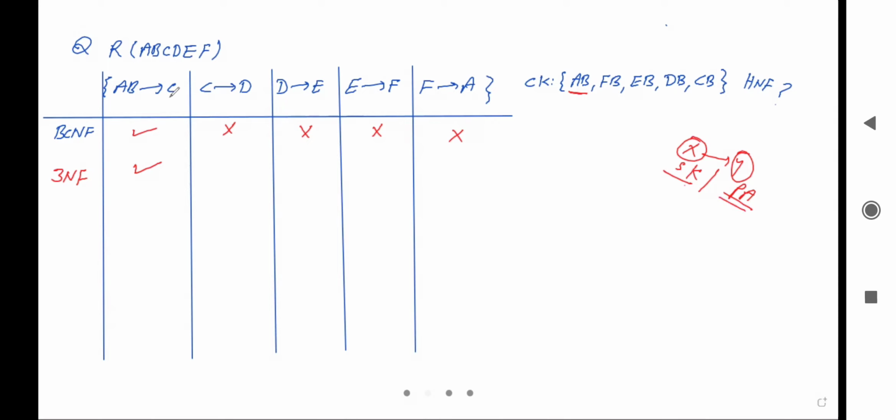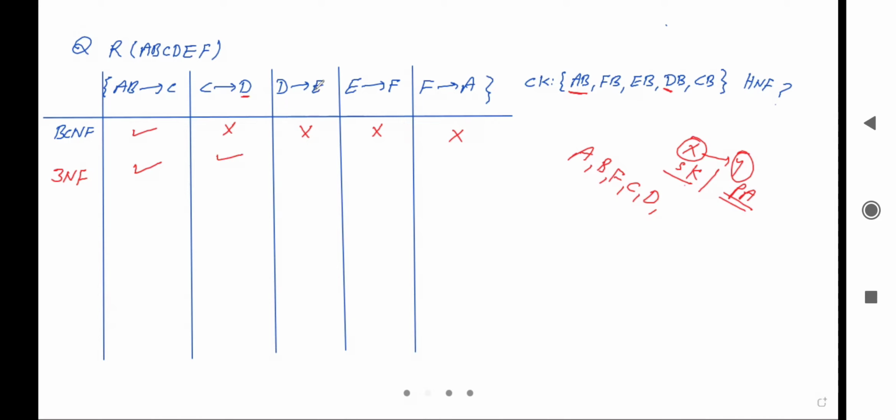So here D is a prime attribute or not? Yes, D is the prime attribute. What are the prime attributes? A, B, AB, F, and C, D. They all are the prime attributes, right? So D is the prime attribute, so it is valid.